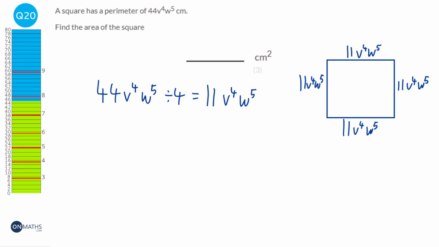And to work out what the area is, we obviously are going to square that. So we're going to do 11v to the power 4 w to the power 5, and we're going to just times it by itself, which is what squaring means.